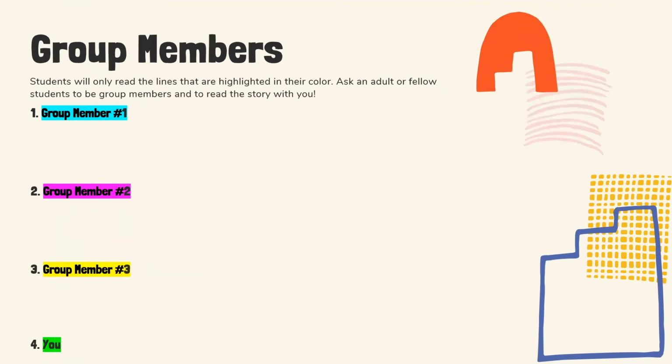Now, let's finally get into today's activity. In today's activity, you're going to have 3 group members. Students will only read the lines that are highlighted in their color. Ask an adult or fellow students to be your group members and to read the story with you. The first group member's lines will be highlighted in blue. The second group member's lines will be highlighted in pink. The third group member's lines will be highlighted in yellow, and your lines will be highlighted in green.